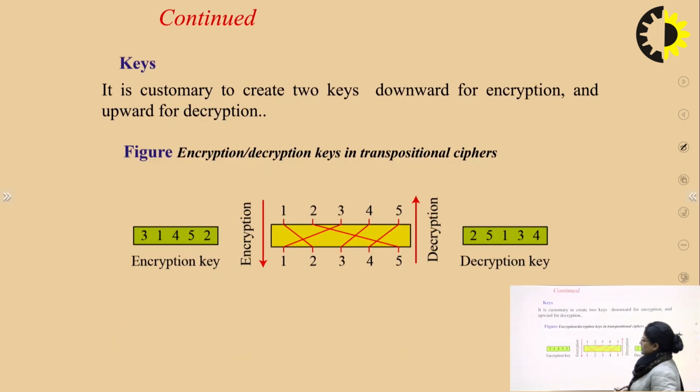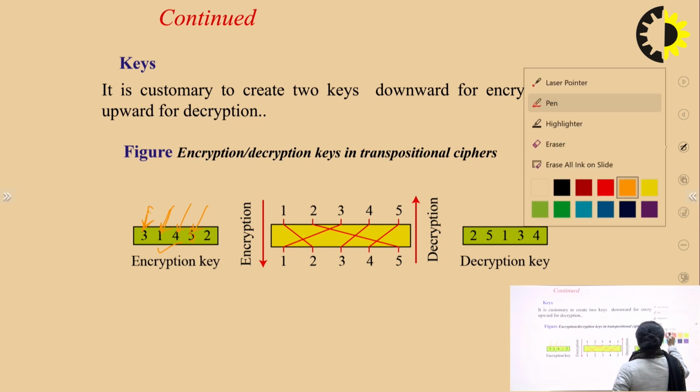Now let us take one point. When the encryption key is given, what will be the decryption key? This is something which we can also calculate and find out. Let us say the encryption key is 31452. What does it mean? In the first position of the ciphertext, the third character of the plain text comes. Then in the second position, the first character of the plain text comes. In the third position, the fourth character of the plain text comes. In the fourth position of the ciphertext, the fifth character of the plain text comes. So it will be something like this. Let me take an example, then it will be clearer.